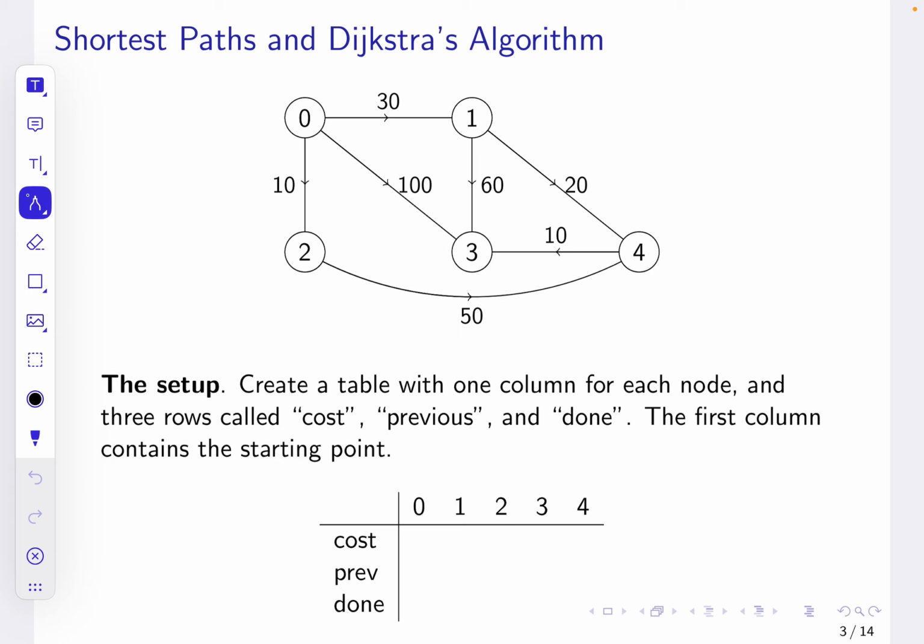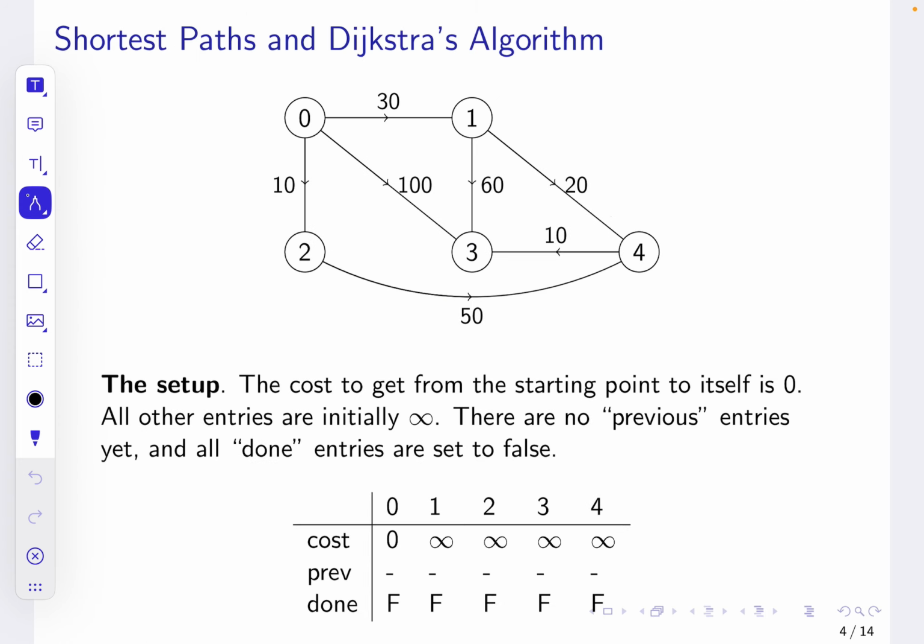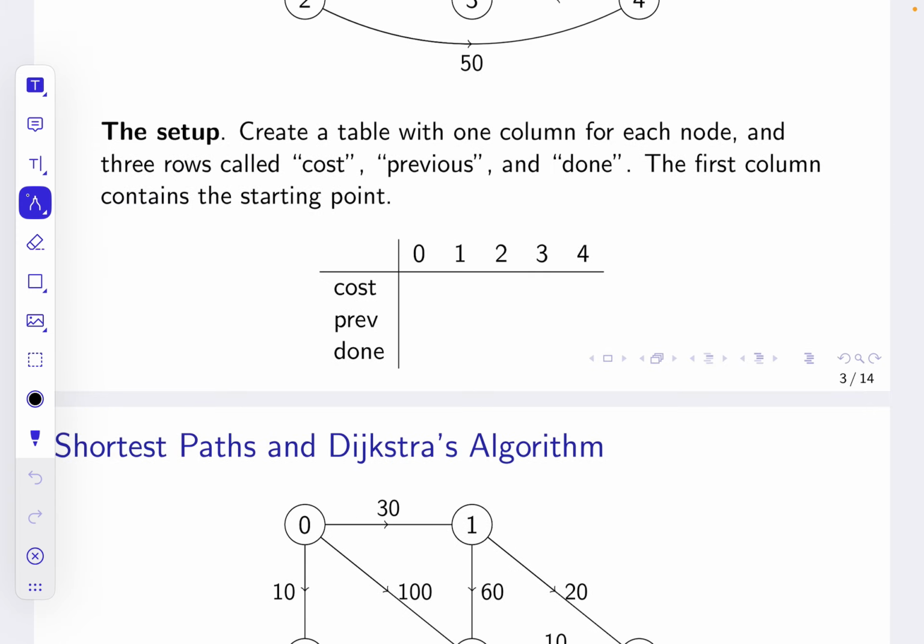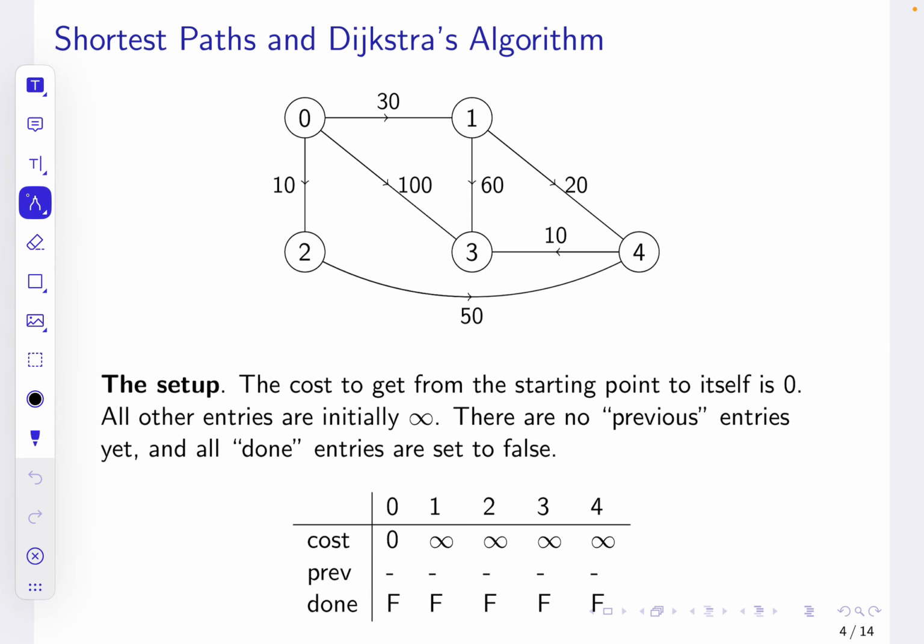You're going to make a table with one column for each node and 3 rows: cost, previous, and done. First column contains the starting point. Not sure how much I'm going to want to annotate this and how much I'm going to want to scroll through because this has useful directions. I think I'm going to flip between slides, talk about the directions and then go back to annotate this. Then I'll erase it all to avoid spoilers.